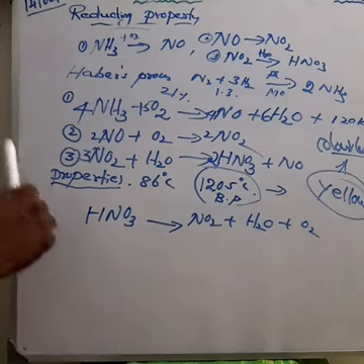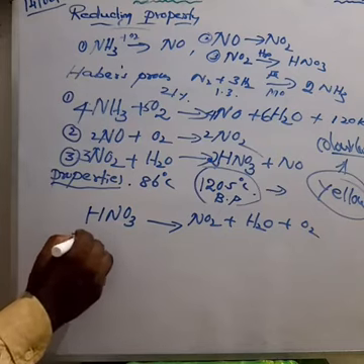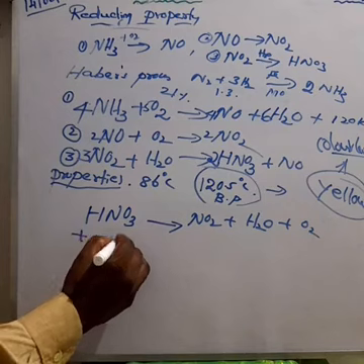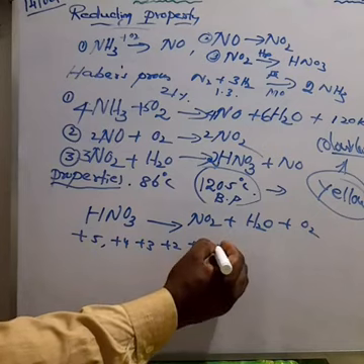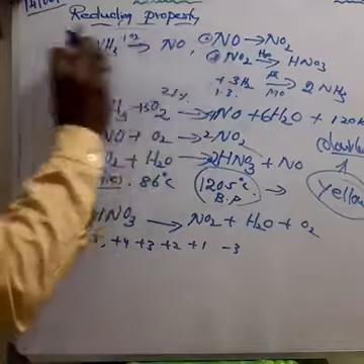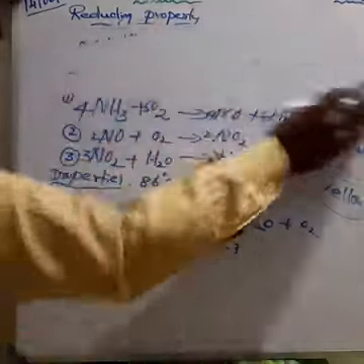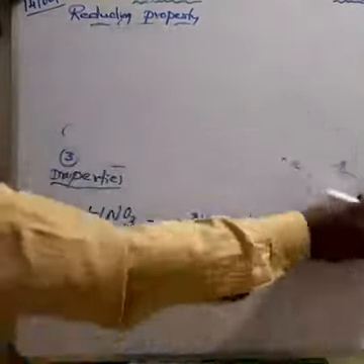Nitric acid acts as an oxidizing agent. The oxidation state changes from +5 to lower, that is +5 to +4, +3, +2, +1, like that. Maybe it becomes -3 also. It goes to ammonia, it becomes -3 also. Here nitric acid can act as an acid, an oxidizing agent, and a nitrating agent. This is a very, very important point.